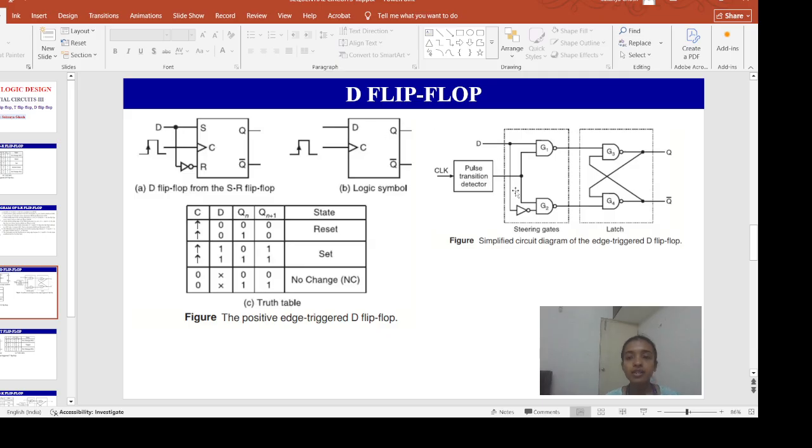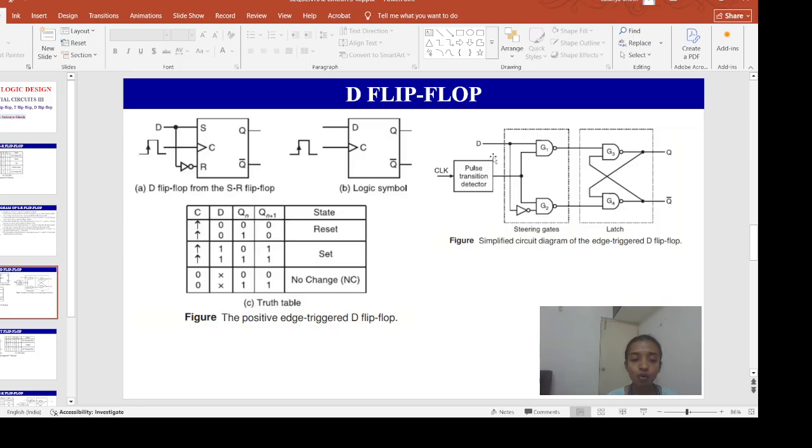Okay. Now this is the internal circuit diagram of the edge triggered flip-flop. When this clock signal is low, the D input has no effect, since the set and the reset inputs of the NAND flip-flops are kept high. When the clock signal goes high, the Q output will take the value of the D input.